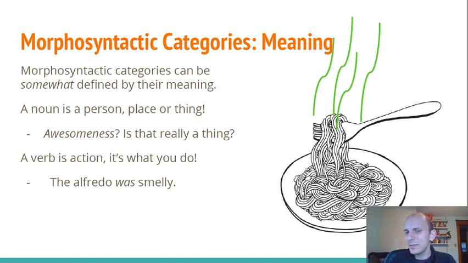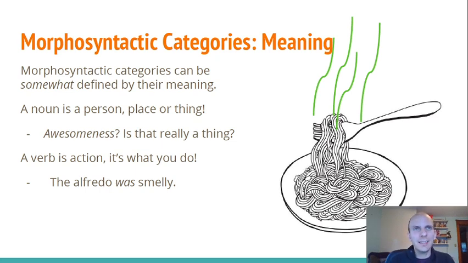But it doesn't work for all things that we might want to categorize as a noun, right? Awesomeness. Is that a person, a place, a thing? It's not really even a thing, right? That's nice in general, but even that generality of thing doesn't quite cover this. Similarly with verbs, verbs are actions, right? It's what you do, that classic Schoolhouse Rock version of parts of speech. But this, too, gets tricky if we rely solely on meaning.